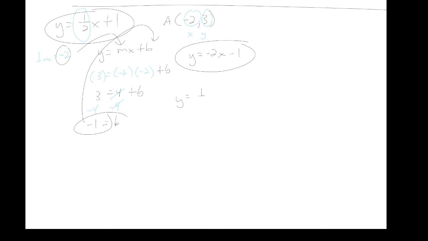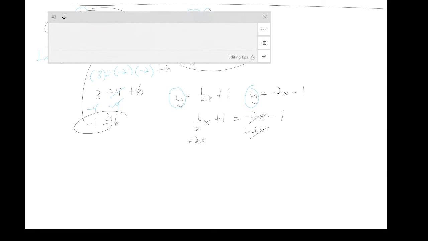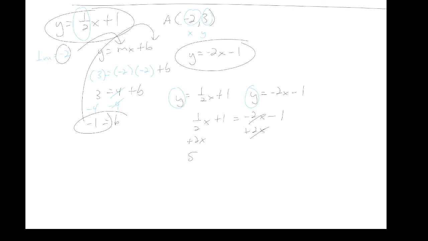So here are my two equations. Y is equal to 1/2 x plus 1. I have y is equal to negative 2x minus 1. Just to line up that substitution, both things equal y. Therefore, they equal each other. 1/2 x plus 1 is equal to negative 2x minus 1. Okay, so I'm going to add 2x to both sides. This is going to be 5/2 x, right? Because this is 4/2.